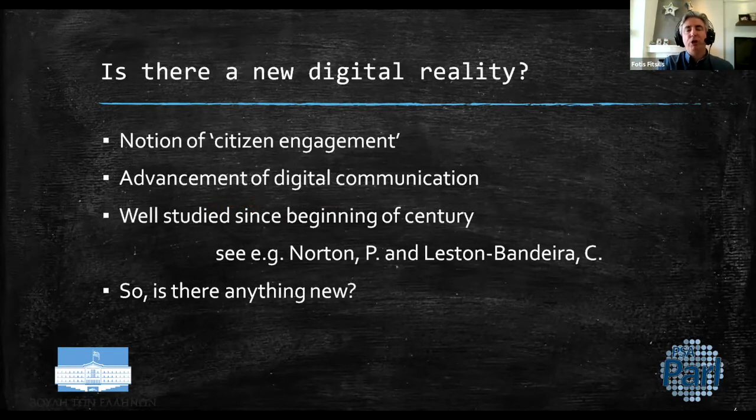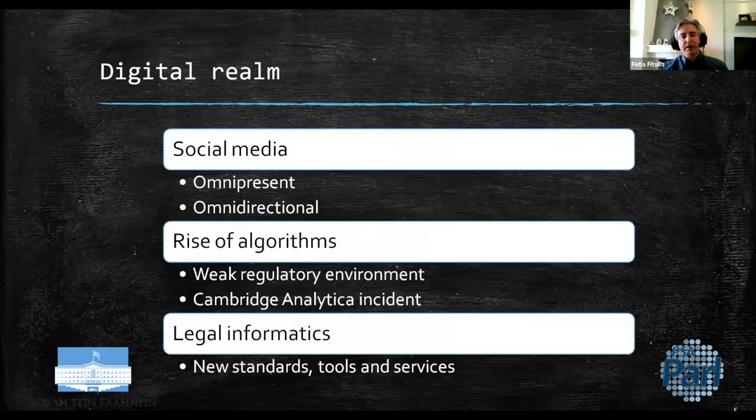Let's see what the situation is in which we currently find ourselves. We have long ago started talking about citizen engagement. This is not something strange, and it should be familiar to most of you. Very significant scholars like Lord Norton or Cristina Leston-Bandera have debated and written about this since at least the beginning of the century, 20 years ago. So, is there anything new happening in the field? I think there is, and the new things going on have to do primarily with the significant developments around social media, which are now omnipresent and omnidirectional. This wasn't the case 20 years ago.